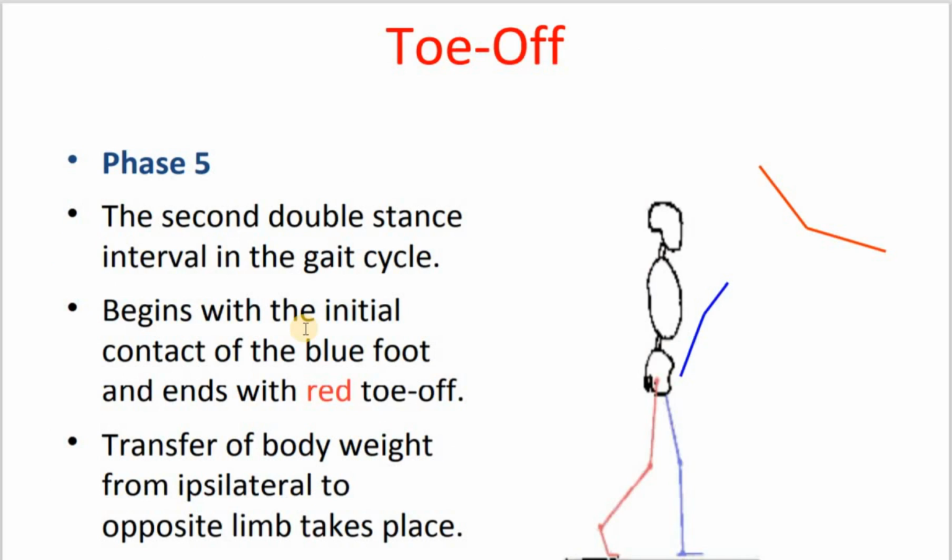In this, we are going to see about phase 5, the toe-off phase, the second double stance interval in the gait cycle. It begins with the initial contact of the blue foot, and ends with the toe off, the red toe off. Then the transfer of body weight from the ipsilateral limb to the opposite limb takes place. Same side limb to the opposite limb, the body weight transfer takes place in this toe off phase.